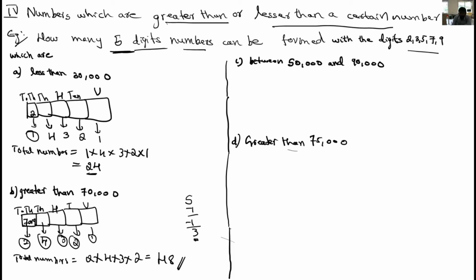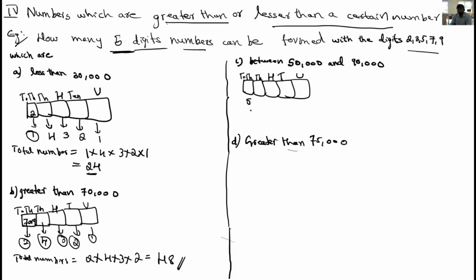which are greater than 70,000. See the next: numbers between 50,000 and 90,000. Again I will consider 5 vacant places, 1, 2, 3, 4, 5, because you need to construct a 5 digit number. You need to place the tens place, hundreds place, thousands place, and 10,000s place. Between 50,000 and 90,000 means, if you take 2 it is not possible, if you take 3 it's not possible. Then come to 5. If you take 5 here, if you take 9 here, 59,000, or 3, 53,000, 7 means 57,000. All values are greater than 50,000.